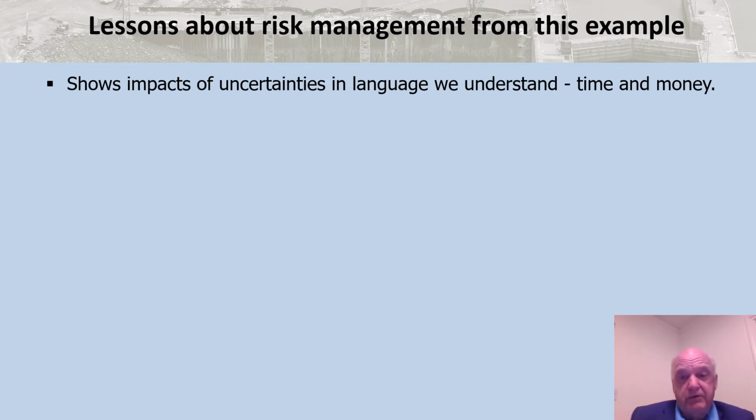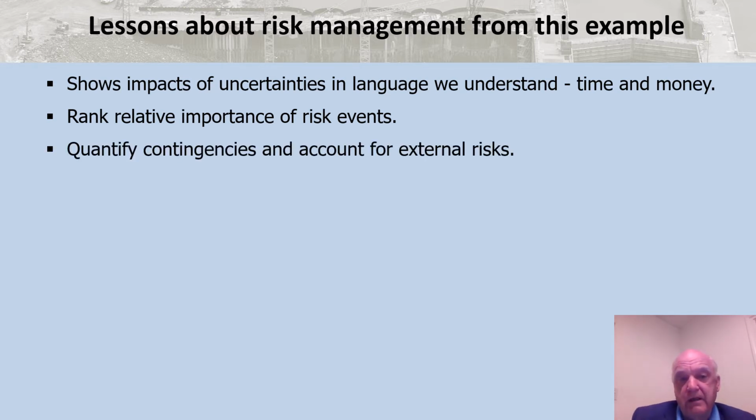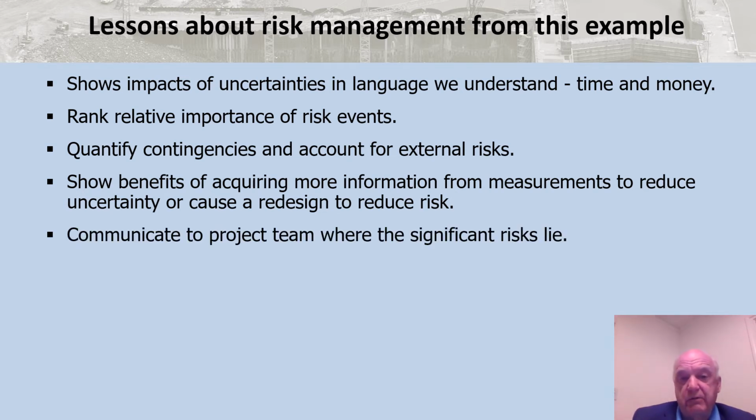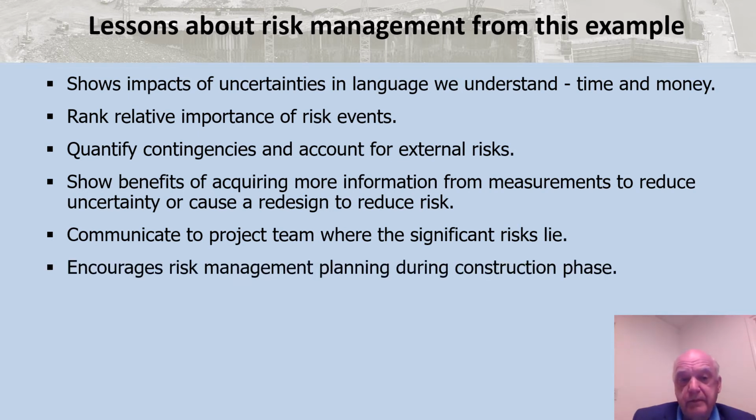Lessons about risk management from this example. It helps show the impacts of uncertainties in a language that we understand, that is time and money. The risk register itself helps us rank relative importance of risk events, helps us to quantify contingencies and account for external risk. It helps show the benefits of acquiring more information from measurements, from monitoring, to help reduce uncertainty, or even cause us to redesign to reduce those risks. It helps us communicate to the project team where the significant risks lie and where we might want to do monitoring.